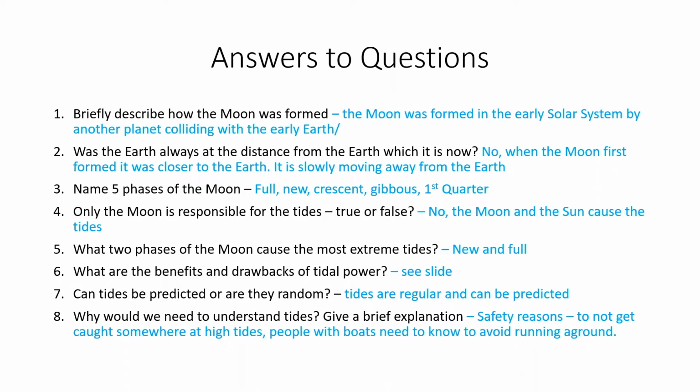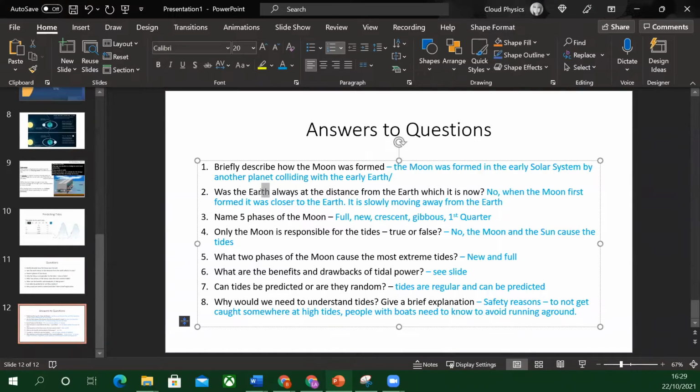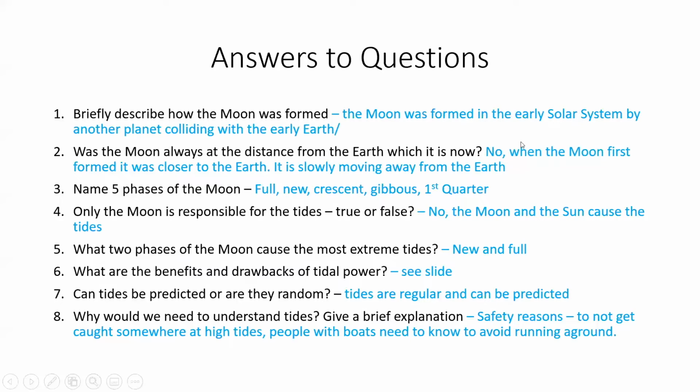So, briefly describe how the moon was formed. The moon was formed in the early solar system by another planet colliding with the early Earth. Was the moon always at the distance from the Earth which it is now? Sorry, I should have put that. No. When the moon first formed, it was closer to the Earth. It is slowly moving away from the Earth.